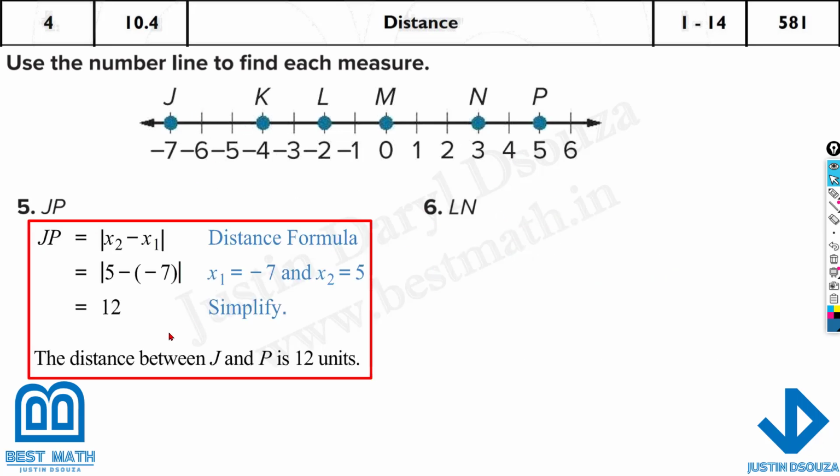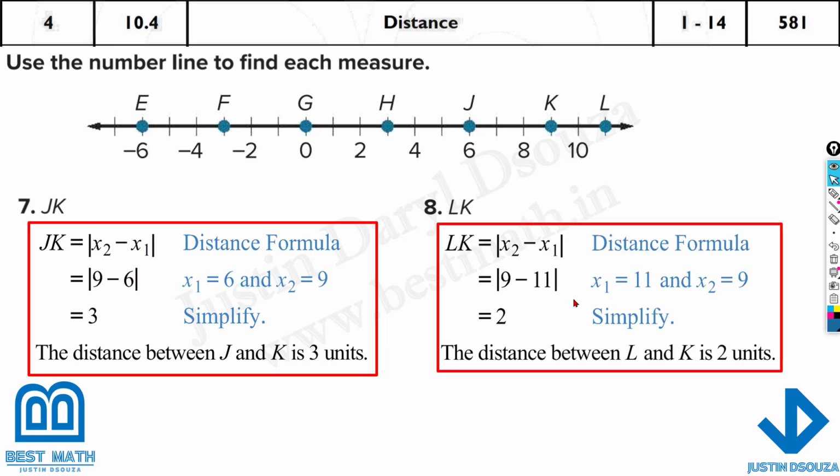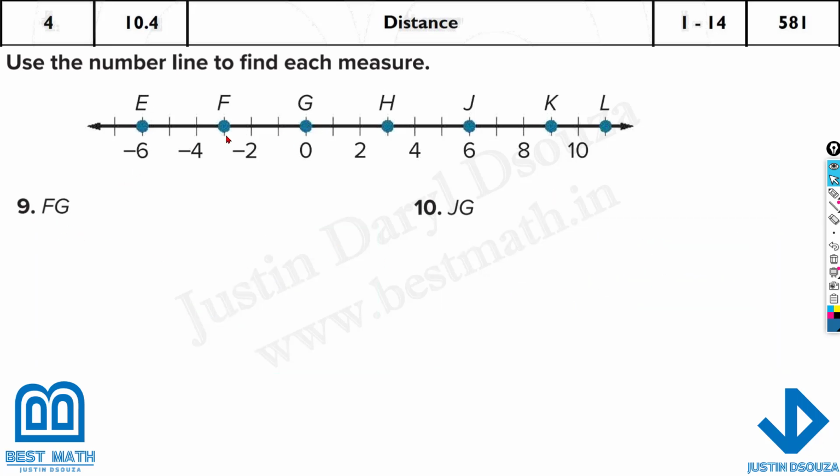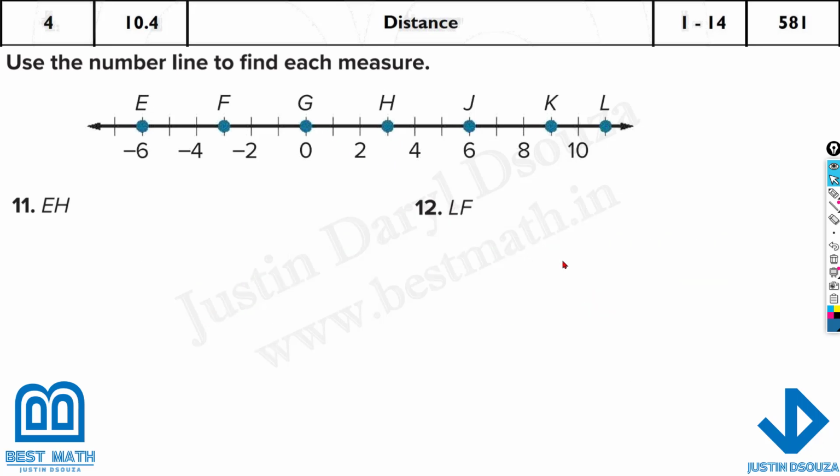JP, oh, we just did it, 12. LN is 1, 2, 3, 4, 5. And JK is over here. This is a different number line. 1, 2, 3. LK is just 2. And FG is 3 here. And JG, you can just count it 1, 2, 3, 4, 5, 6. It doesn't matter if we go from G to J or J to G. It's the same. It's 6 over here. It's 3, 3, 6.